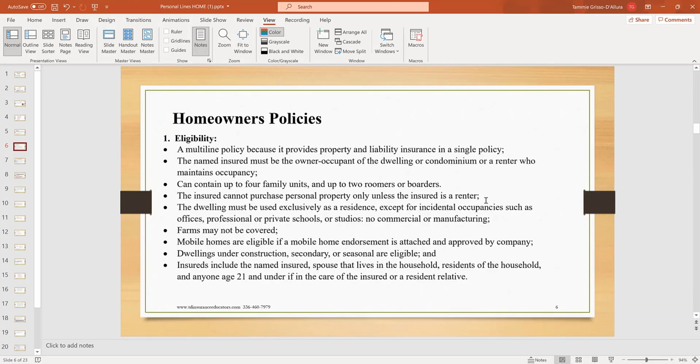Now, this dwelling or this home that we're going to be insuring is very important that it's used exclusively as a residence, except for incidental occupancy such as offices, professional, private schools, or studios. Main thing is you can't have any commercial or manufacturing in here. So yes, you can have an office. A lot of people are working from home, that type of thing.